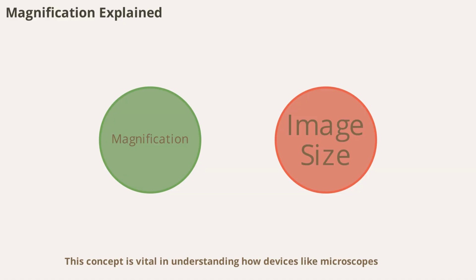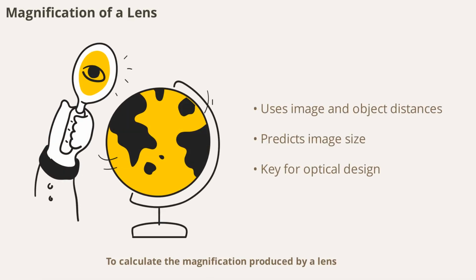This concept is vital in understanding how devices like microscopes and telescopes enhance our ability to see tiny or distant objects. Calculate the magnification produced by a lens. We use a specific formula that relates the image distance and object distance. This expression helps us determine how much a lens will enlarge or reduce an image. Understanding this calculation is essential for designing optical instruments and for applications in photography, microscopy, and vision correction.